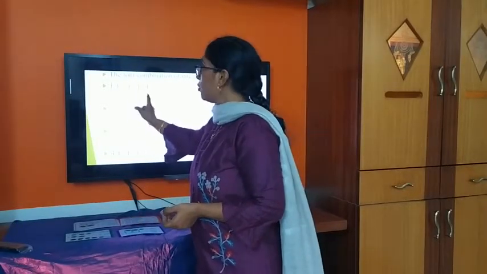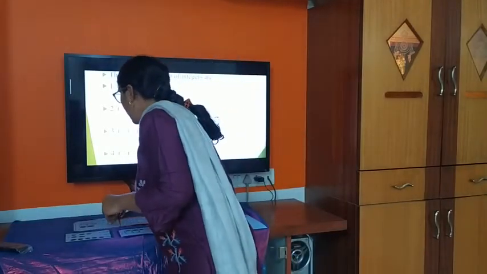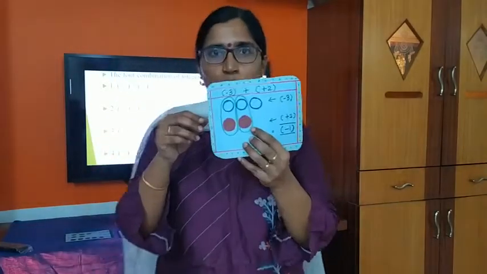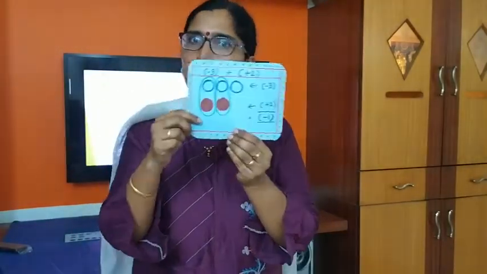Addition of positive with positive. Addition of positive with negative. Now we will see the third combination. Okay. What is the third combination? Addition of negative with the positive. Can you see something common in all these three?